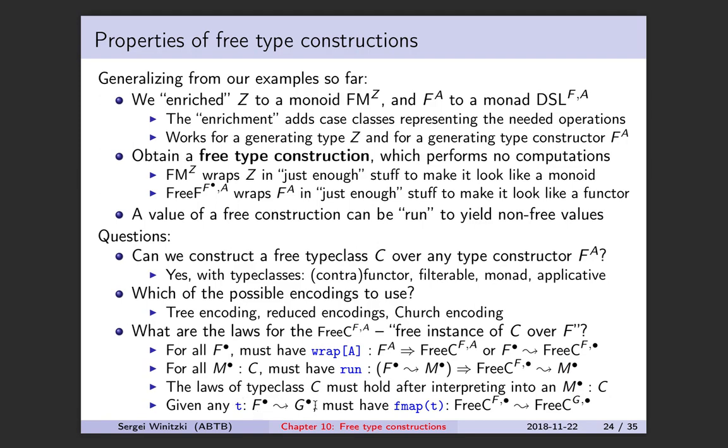And the last property is interesting: if we transform the generating type into another type, then we should be able to automatically transform the free instance as well. So in other words, the free instance should be, so to speak, a functor in f, except of course f is a type constructor, so we need to generalize the notion of functor, but it should be covariant in the type parameter f. So we should have some kind of map function that maps it like this.